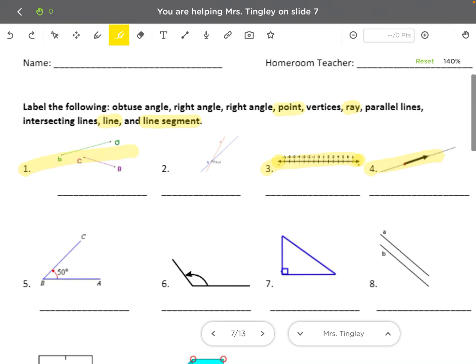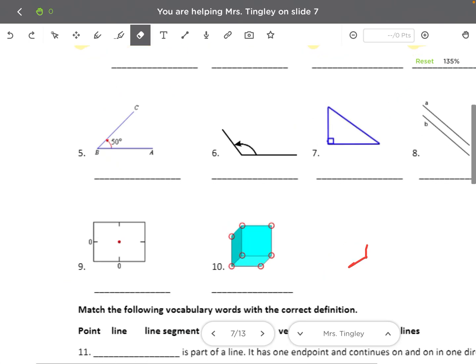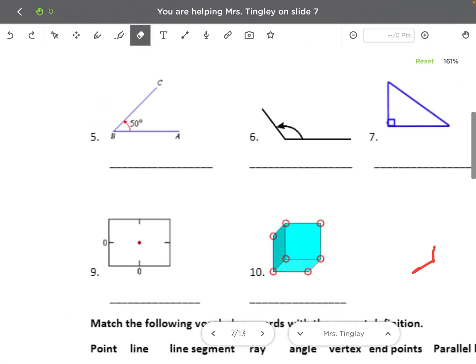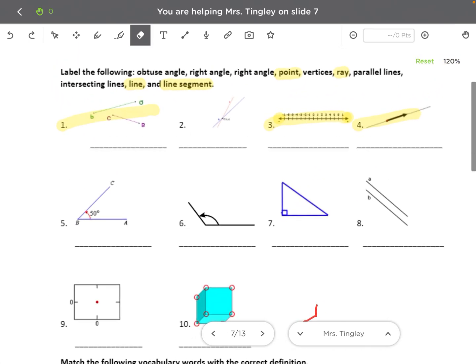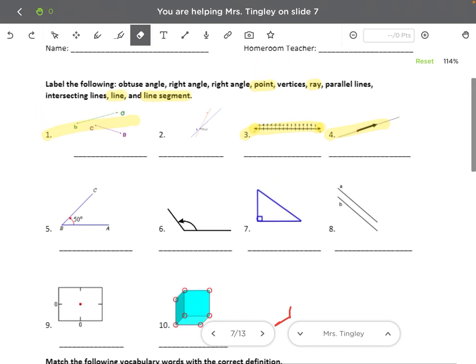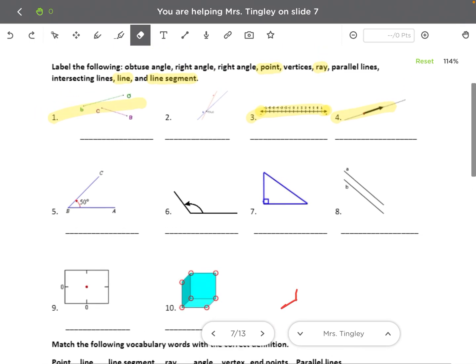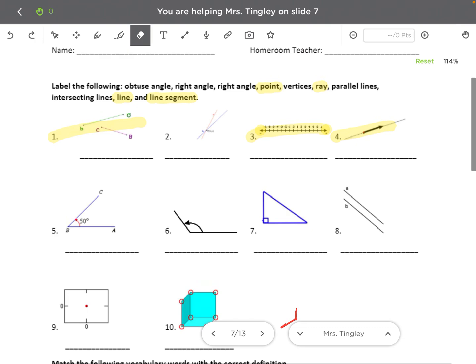We also have talked about point, but we haven't labeled one specifically. A point is exactly what it is, probably the easiest one to spot. It is just a dot, and it shows one part of a whole. So let me see which one might be the best one, because some of these have points on them. Number 9, highlight number 9, and it's showing us a point right in the middle of that shape.